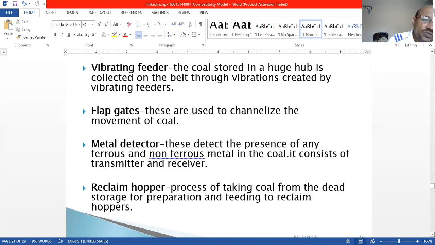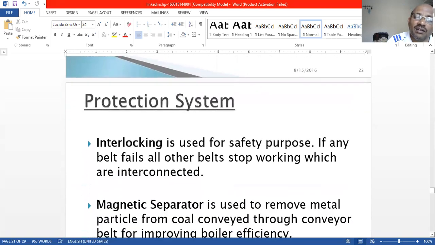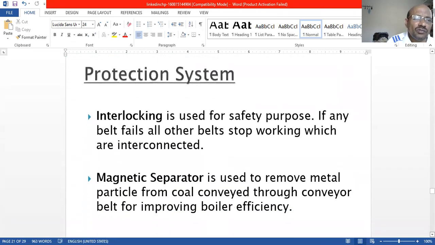And hoppers will be there. Hoppers are used in the process of taking coal from the dead storage for preparation, and then we can reclaim from the hoppers again. Reclaiming means we can turn it and take all the coal over there. Okay, protection system, interlocking system: wherever we want to stop, we can stop it. Interlocking is for safety purposes.